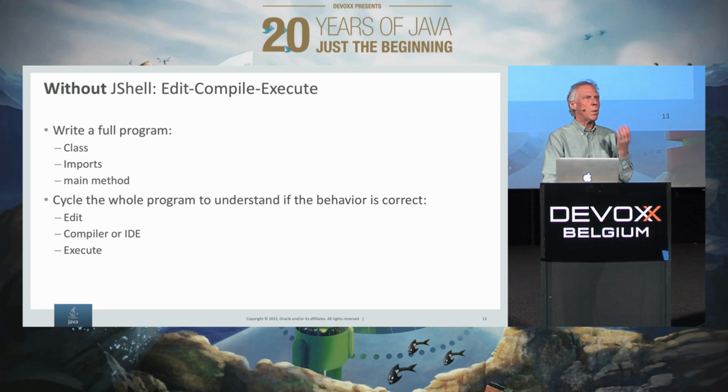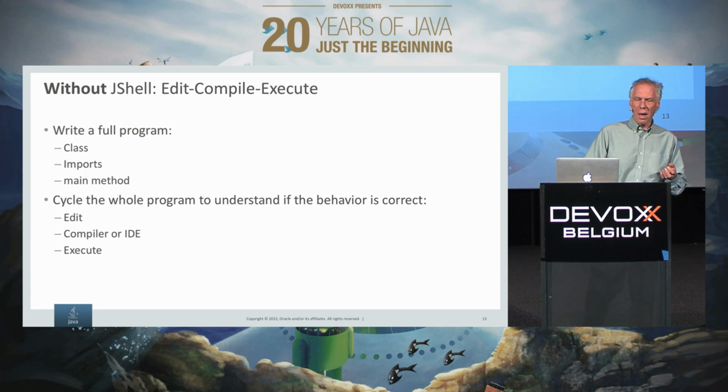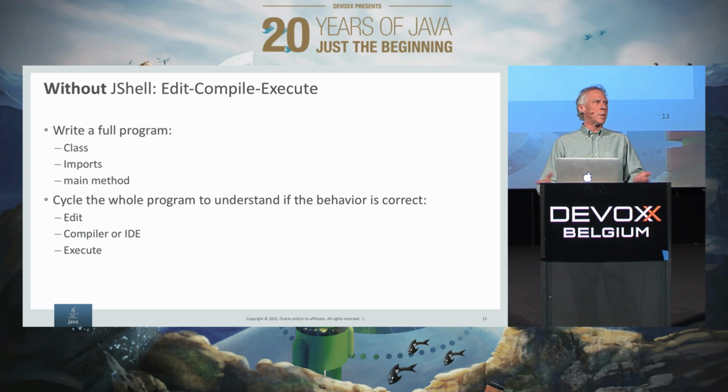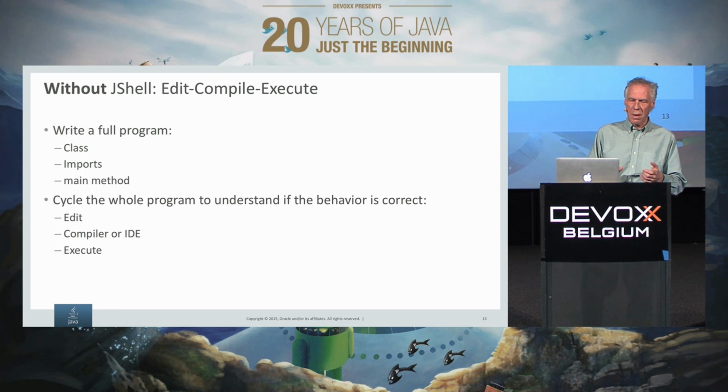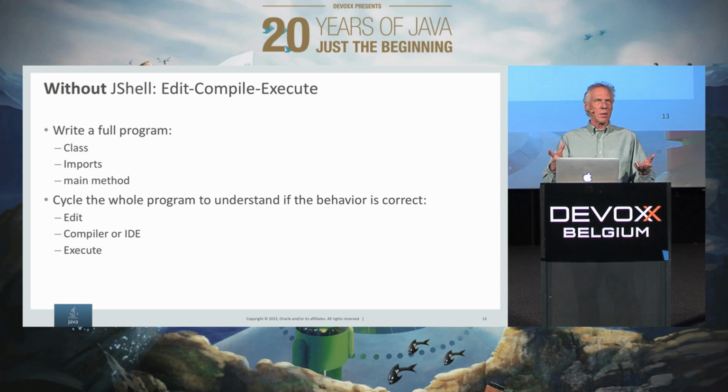Okay, so if you want to explore now without JShell, you're basically stuck using the edit, compile, execute cycle. And you need to build a full program. You need to write some class declaration, put any imports you need, and you need to declare a main method and put in prints or whatever, however you want to see your results. So, you need to cycle through this. You edit the code, you create it, then you go through a compiler and IDE to compile it, and then you execute it.